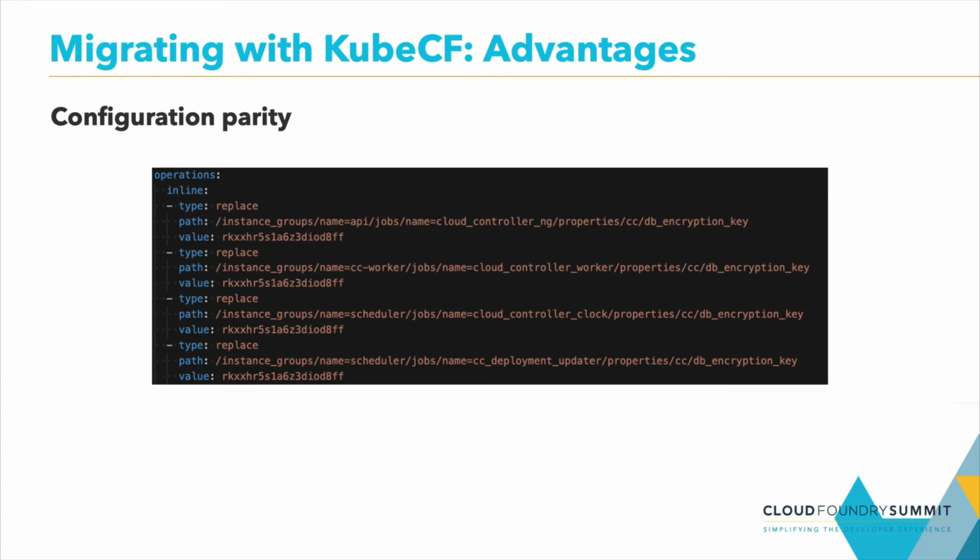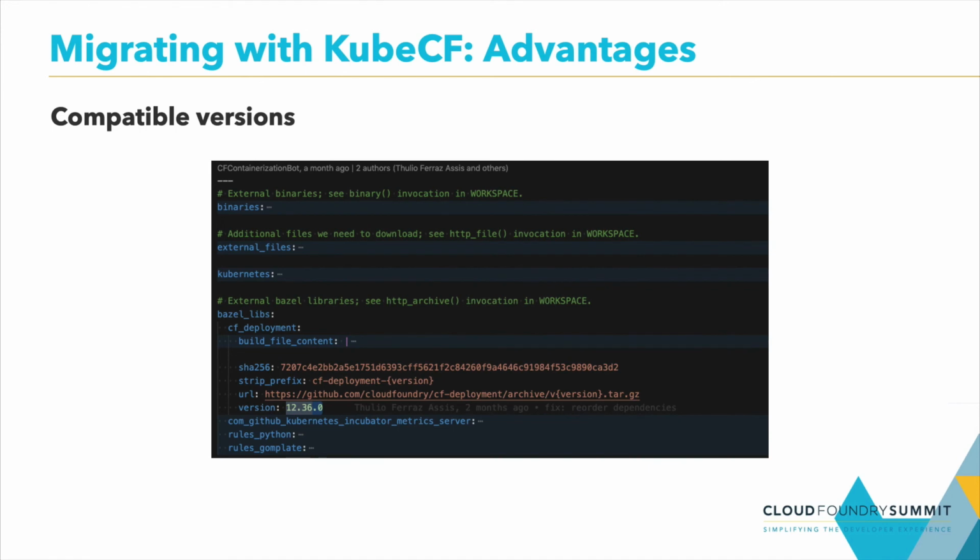And KubeCF has this really nice thing called operations inline, which is just an array of ops file definitions that you can define. So I took advantage of that, of course, and I made sure that once I deployed my KubeCF, I could override particular properties that I knew I needed to have the same values as on my old BOSH CF.